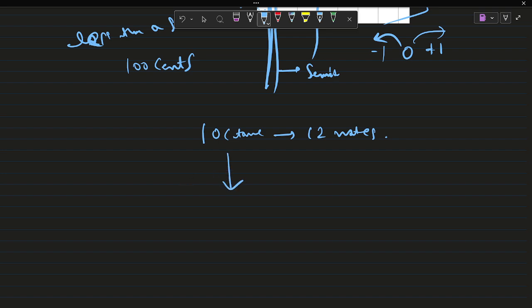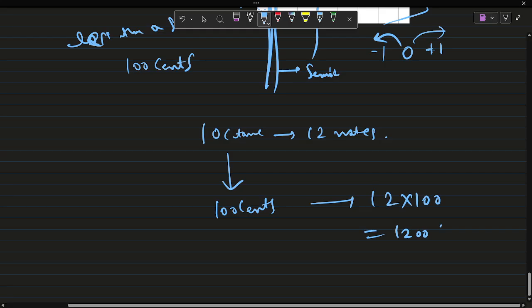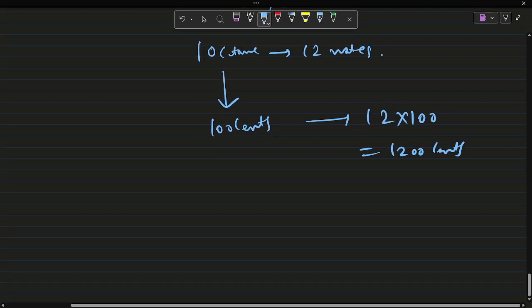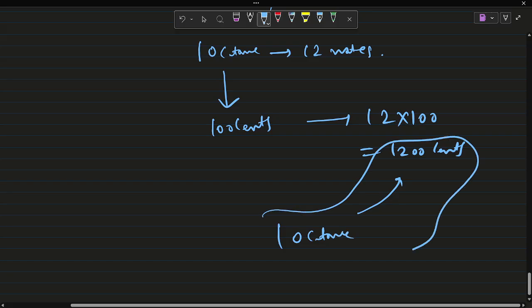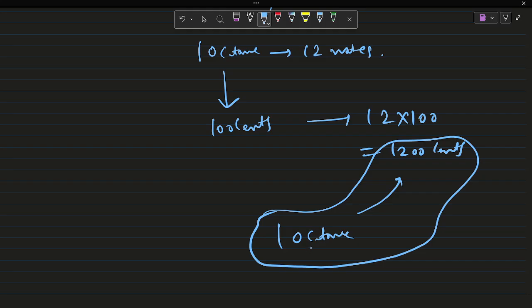So that's why one semitone interval consists of 100 cents. So 12 semitone intervals will consist of 1200 cents. So we can say that in one octave we have the number of cents as 1200. 1200 is the total number of cents within an octave.